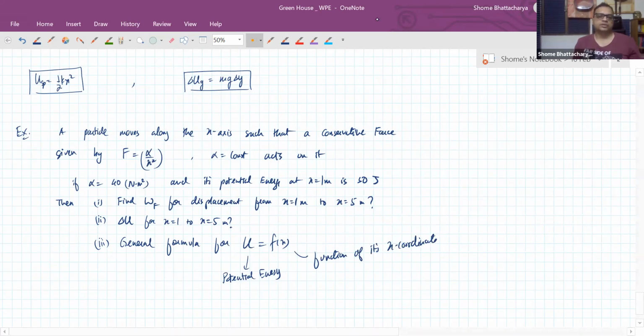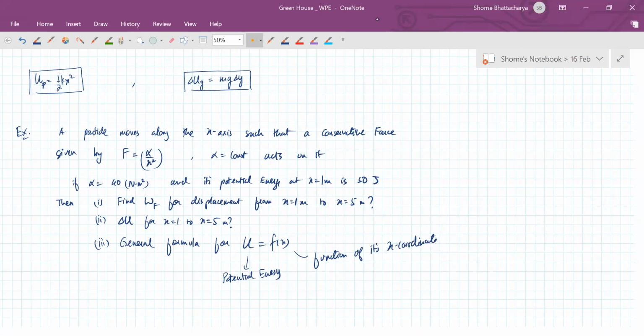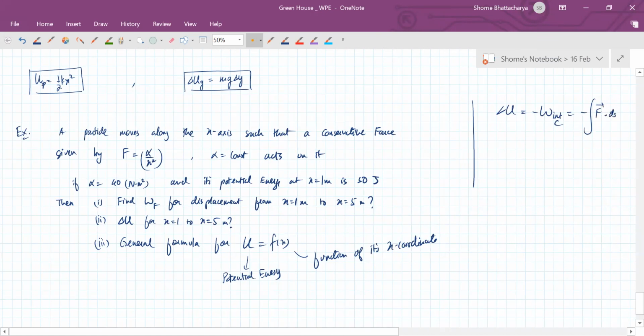Okay. So just try out this question. This is just based on the concepts that we have just learned, that delta U for any system is negative of the work done by the internal conservative force. That is negative of F dot ds for the internal conservative force. So this concept here has to be applied.